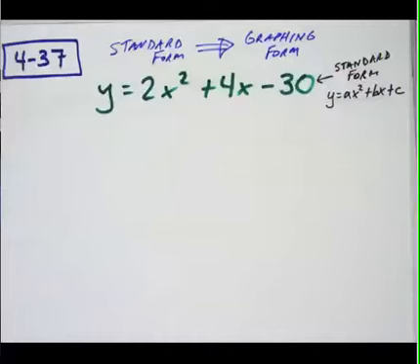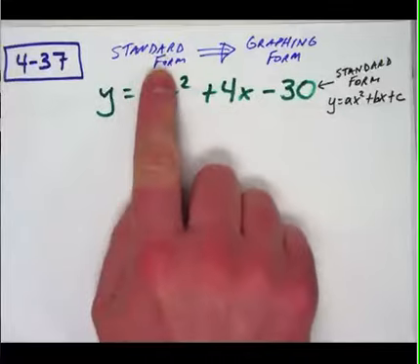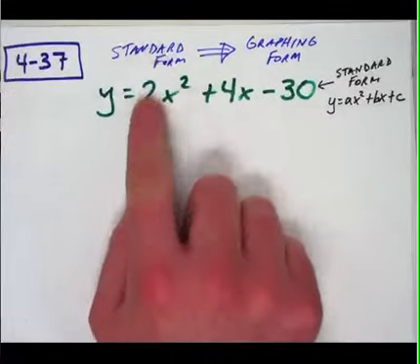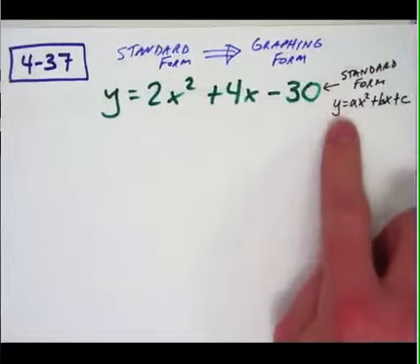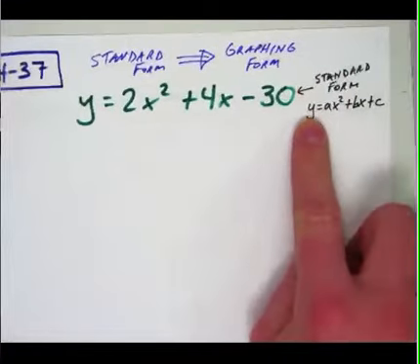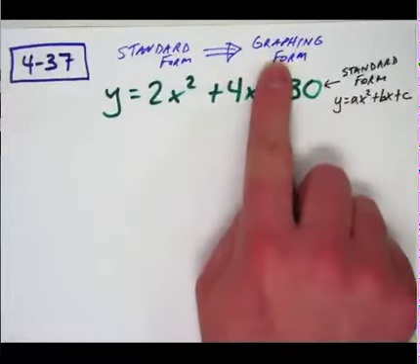In this video, I'm going to fully explain the details of the process of changing from standard form to graphing form, because that is the second big idea today: being able to take something that looks like this, y equals 2x squared plus 4x minus 30, which is currently in standard form, because standard form of a parabola is y equals ax squared plus bx plus c, and being able to change that to graphing form.